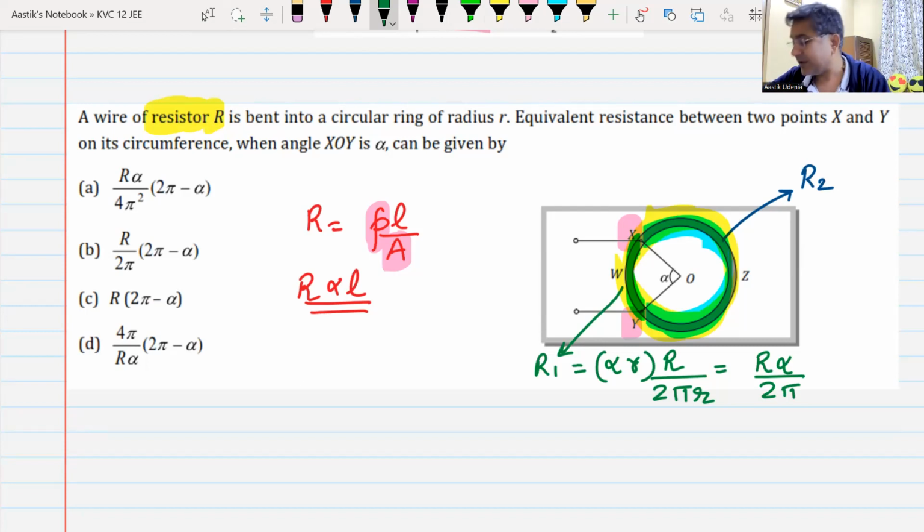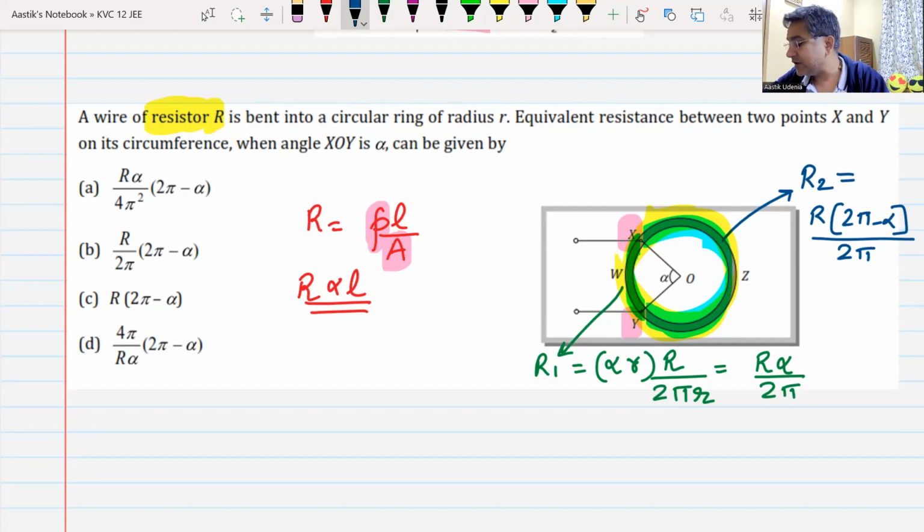Okay, on similar lines, can you tell me what is the value of R2? R1 is equal to alpha upon 2 pi, into R. So R2 will be R into 2 pi minus alpha divided by what? Divided by 2 pi.